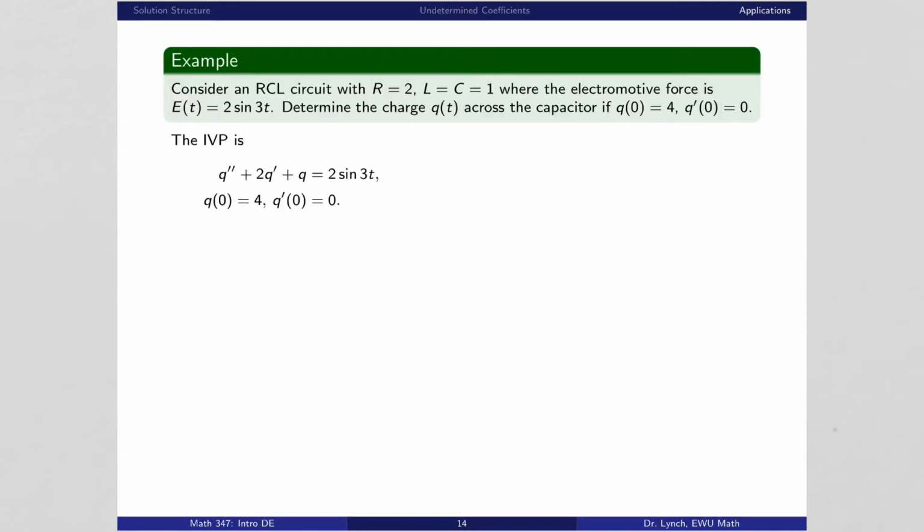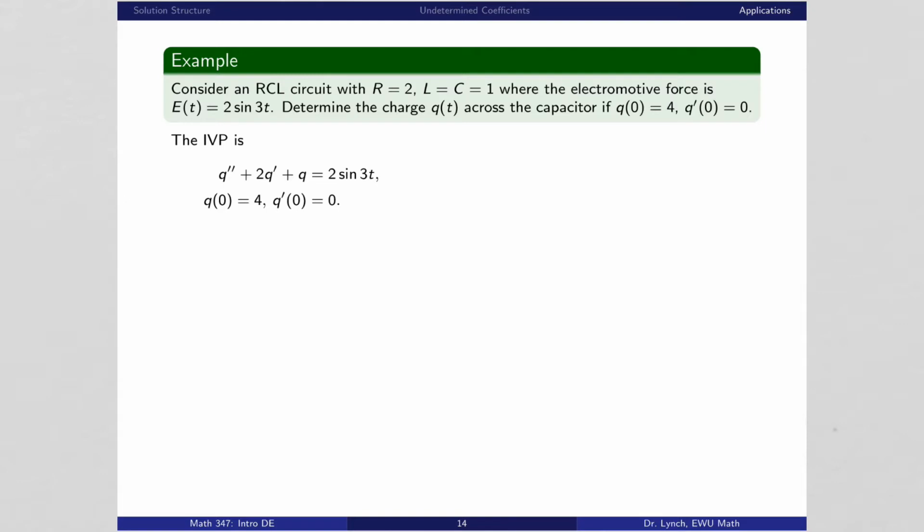Here's the first one. Let's have a look at an RLC circuit where the resistance is given by 2, the capacitance and the inductance are both given by 1, and the electromotive force E of t is given by a sine function. So here we're going to have a look at the charge across the capacitor if the initial charge is 4 and the initial current, or the change in charge, is 0.